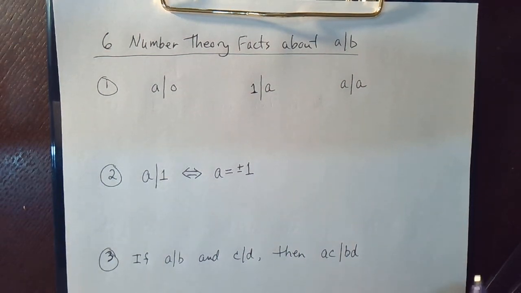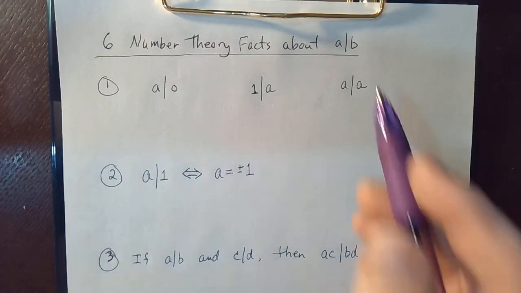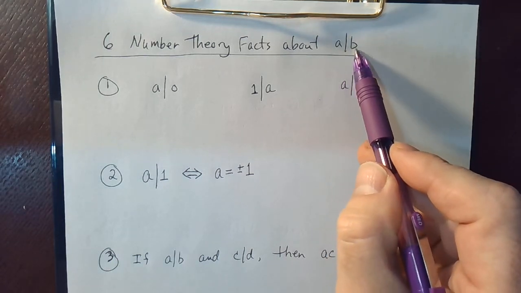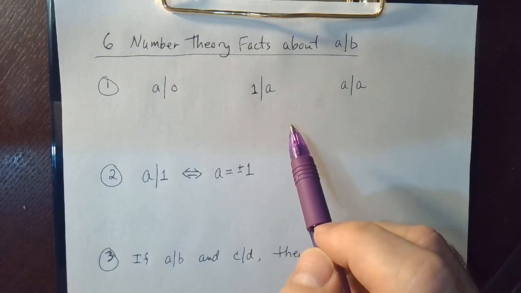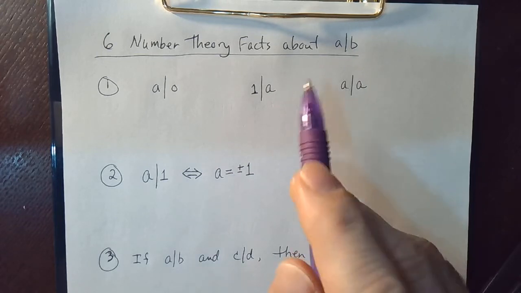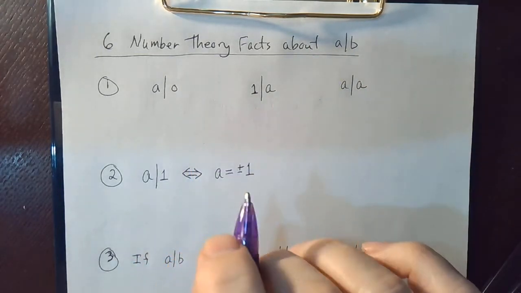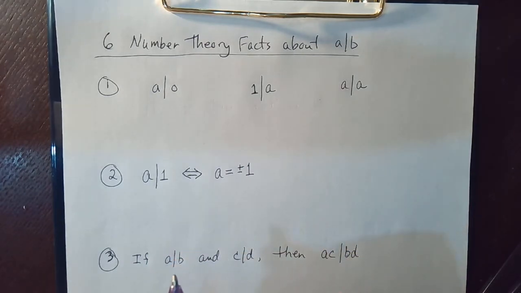Well, in this video, we're going to talk about 6 number theory facts about a divides b. Remember that a and b are both integers, and a is not equal to 0. We'll at least do an informal proof of these 6 facts as well.